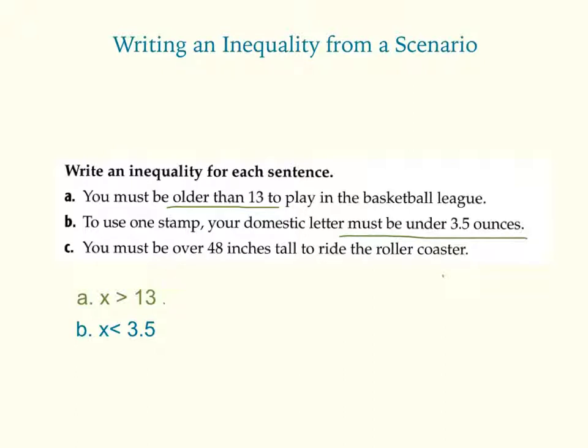And let's look at C. You must be over 48 inches tall to ride the roller coaster. It doesn't say I can be 48 inches tall. It says I have to be over 48 inches tall. So I wrote x is greater than 48 inches. And I also noticed that I forgot to label the first two. So I'm going to go back real quick and label them.